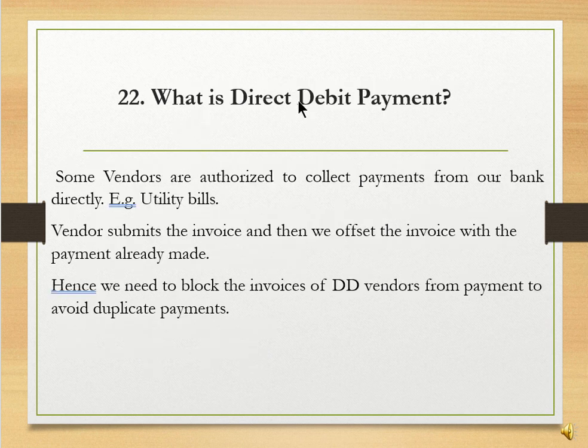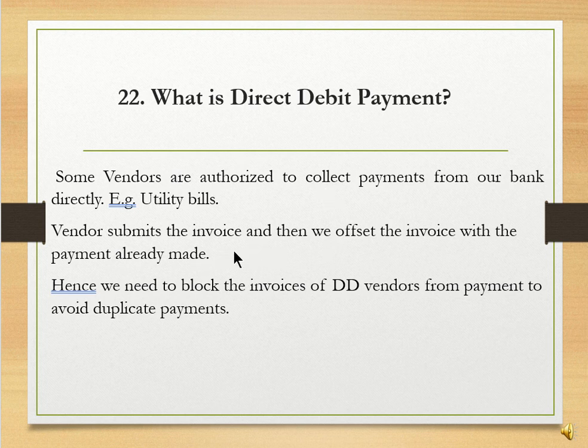Next question is, what is direct debit payment? So some vendors are authorized to collect payments from our bank directly for the service that they are rendering to us. Example, utility bills, so that get directly paid from our bank. So vendor will submit the invoice, and then what we do, we offset the invoice with the payment that is already made from our bank, right?